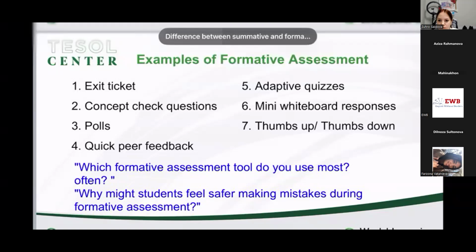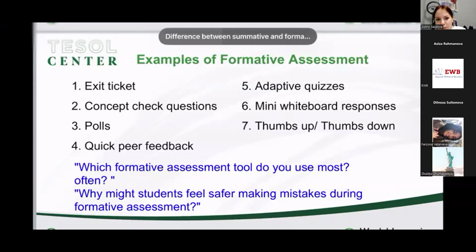We cannot hear you. We mostly use exit tickets at the end of each lesson. I think that we lost Mainahon because of bad internet connection.